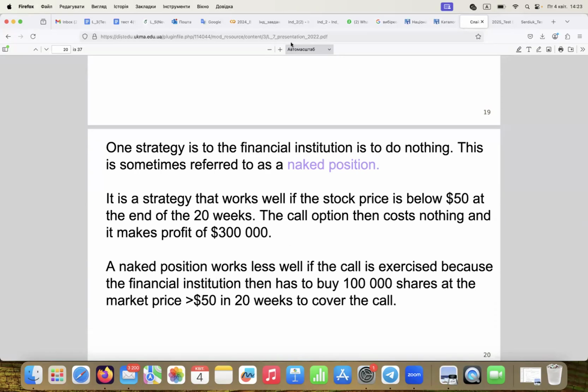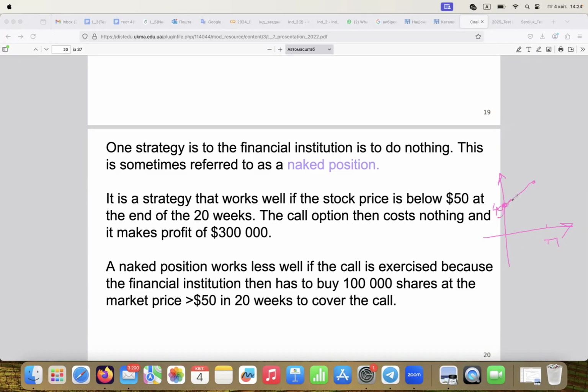analyze this position. Okay. Now, there are two scenarios. Maybe I can draw it. The first scenario. For today, 49 is the stock price, and time to maturity. There are two scenarios.